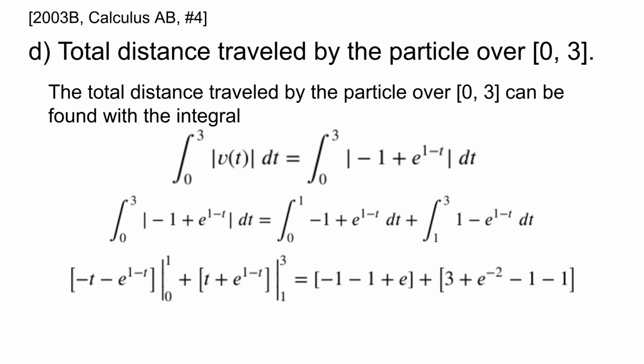So we get negative t minus e to the 1 minus t evaluated between 0 and 1, plus t plus e to the 1 minus t evaluated between 1 and 3. So we get negative 1 minus 1 plus e plus 3 plus e to the minus 2 minus 1 minus 1. And after we evaluate all of that, we find that the total distance traveled by the particle over the interval from 0 to 3 is e to the minus 2 plus e minus 1.